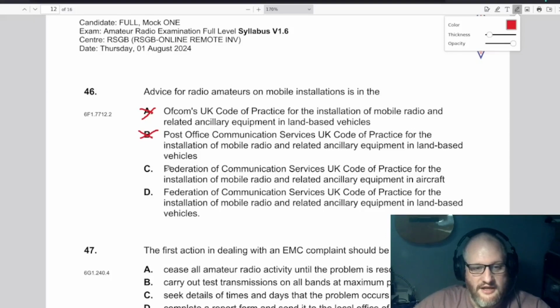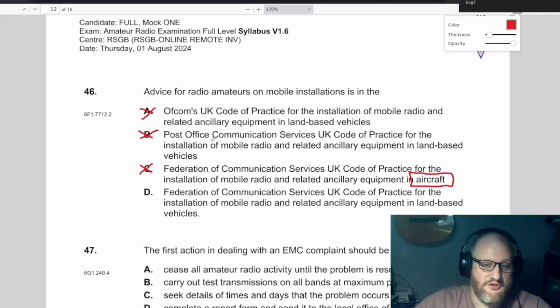Option C, Federation of Communication Services UK Code of Practice for the installation of mobile radio and related ancillary equipment in aircraft. Well, I think that's the dead giveaway for that one, because we're not specifically talking about aircraft. We're talking about mobile installation, and that generally refers to a land-based mobile installation.